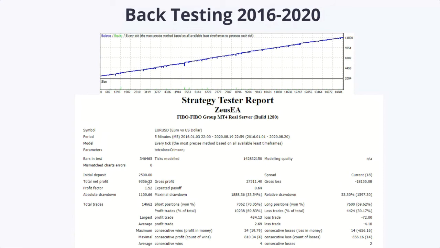And the number of trades is just quite overwhelming. It's almost 15,000. So there's a lot of data in this 4 years and 8 months, almost 5 years, I guess, on the Eurodollar 5-minute chart. Almost 350,000 candles tested.